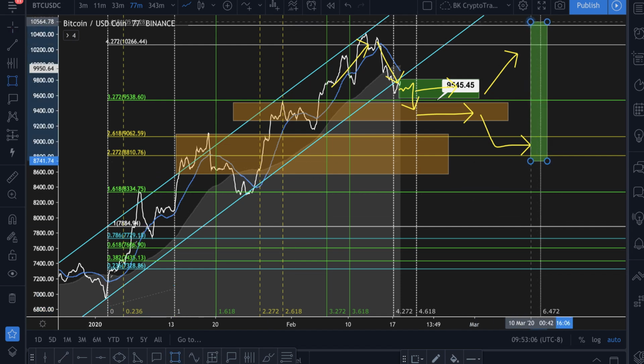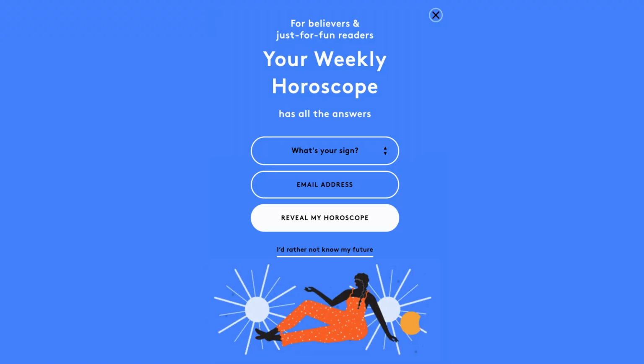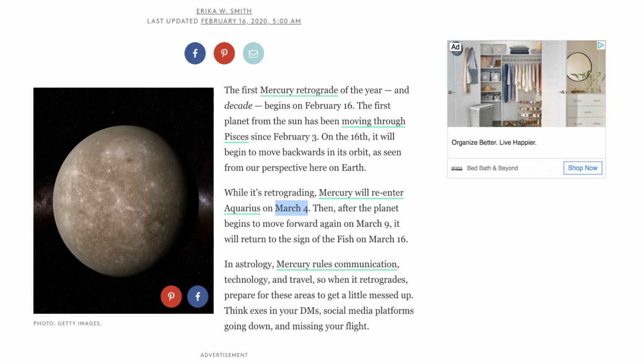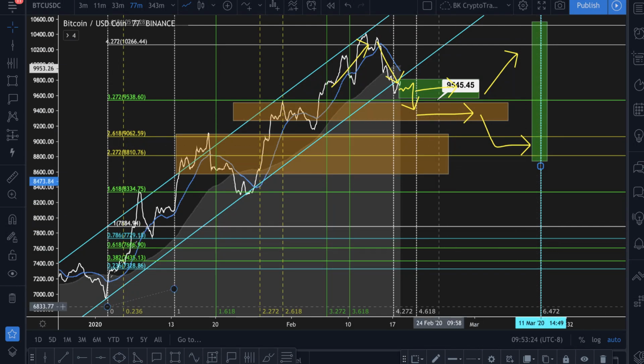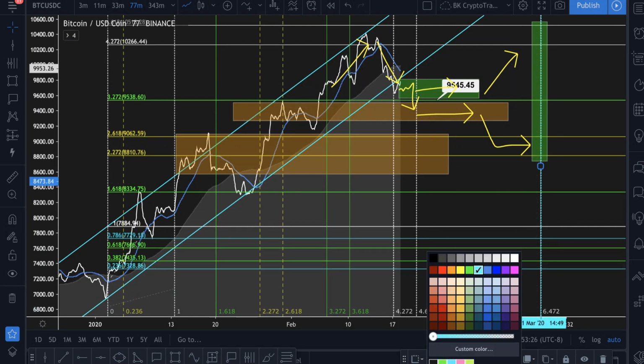Here to here. That's D-Day, right? And that's the 10th of March. You see this? This is a completely different chart on the 77. And these guys said Mercury Retrograde will complete on March 4th. So no later than March 10th is when we'll have our answer as to whether it is good or bad for Bitcoin.